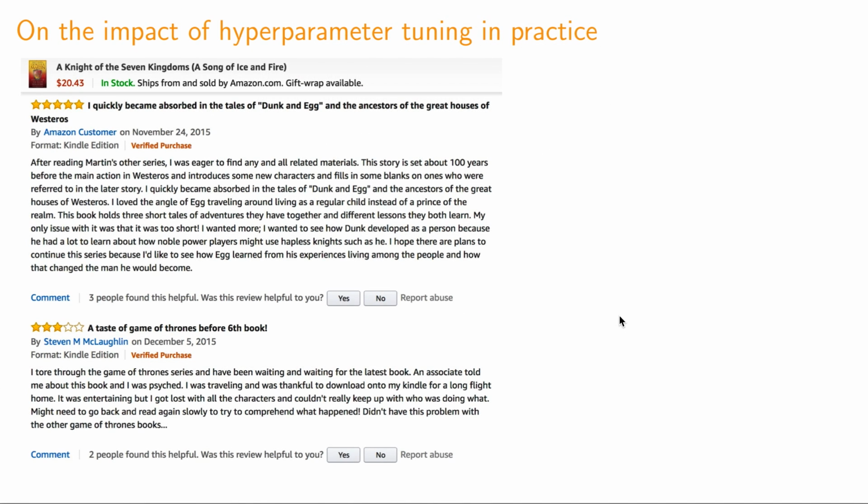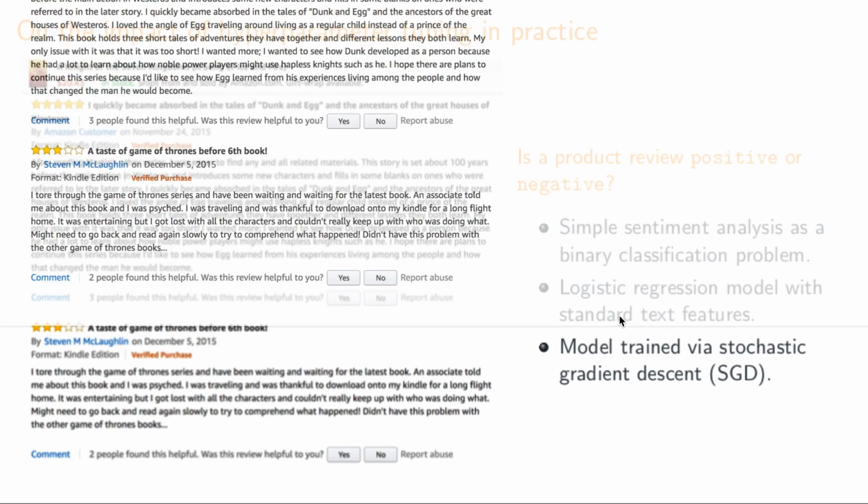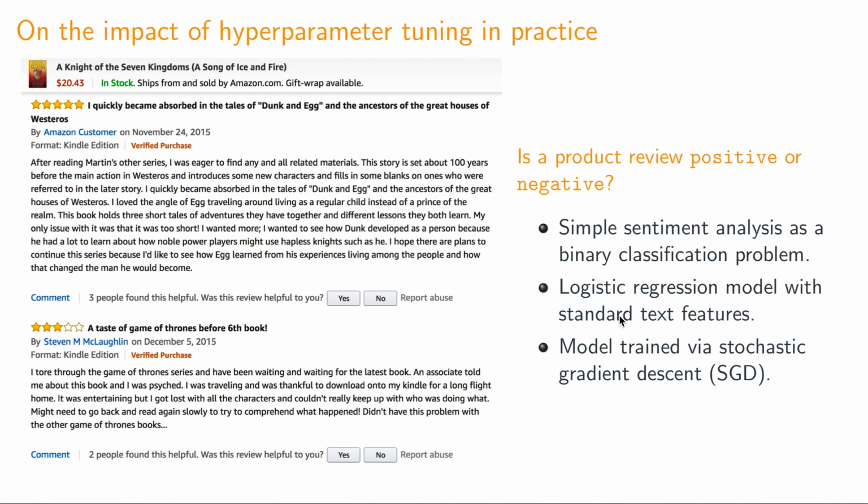Now let's look at the effect of hyperparameters in practice as well. So I'm considering this problem where we have reviews about the product, about the book. And what we would like to do is define whether this review is positive or negative, like what's the sentiment expressed in the review. So sentiment analysis in those terms is a simple binary classification problem. At least it can be modeled as a simple binary classification problem.